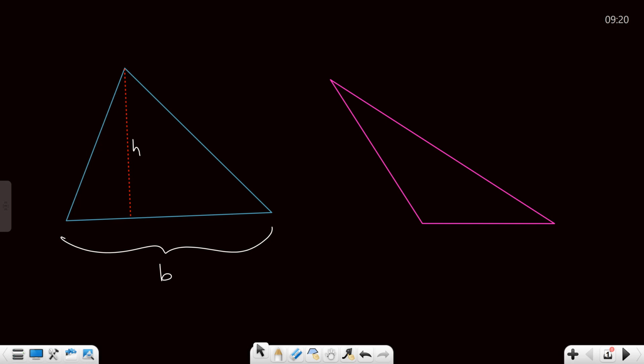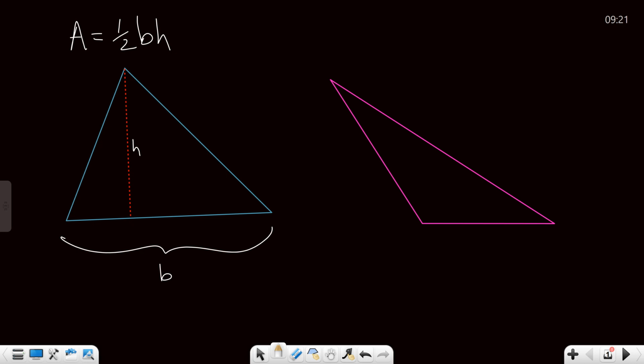Okay, so let's start with the left triangle. Basic triangle. We know the base, we know the height, so we simply apply area equals 1/2 base times height. We've done that a gabillion times. I don't need to spend any more time with it. However, I did want to point out this pink triangle creates some problems.